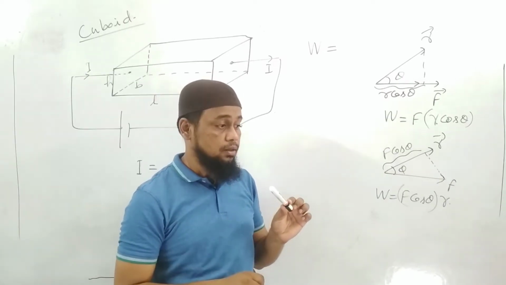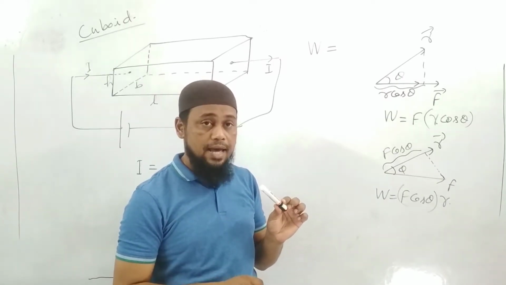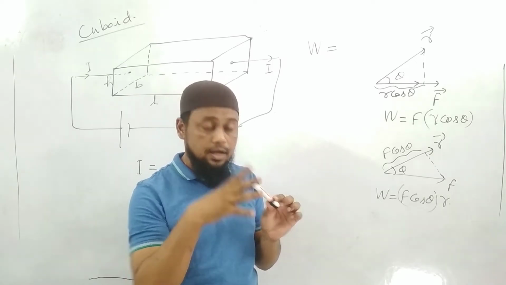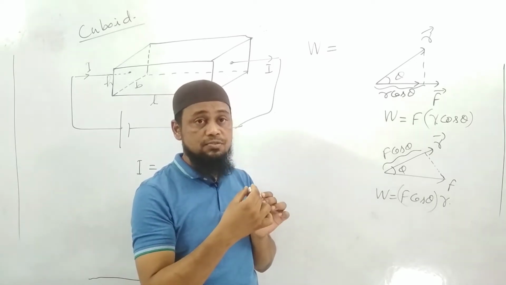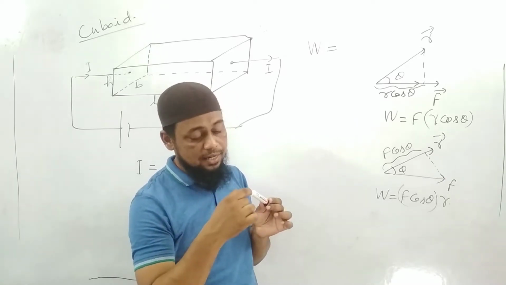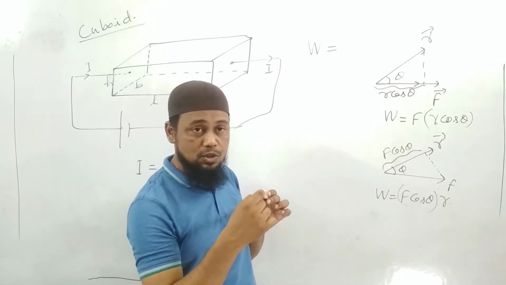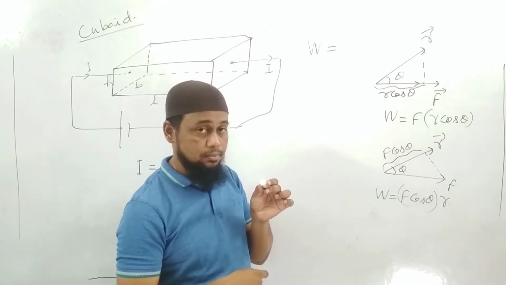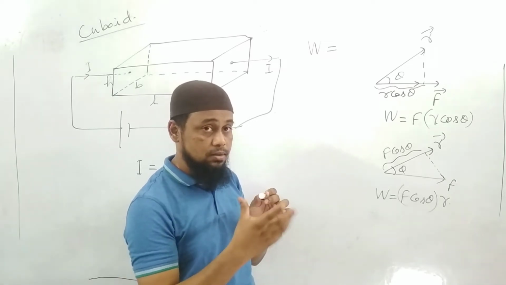Then what will happen? The current will reside on the surface. We call it skin effect. Alternating current with high frequency. Inside, current will become zero, though it is solid, not hollow. The current will reside on the surface, skin effect.